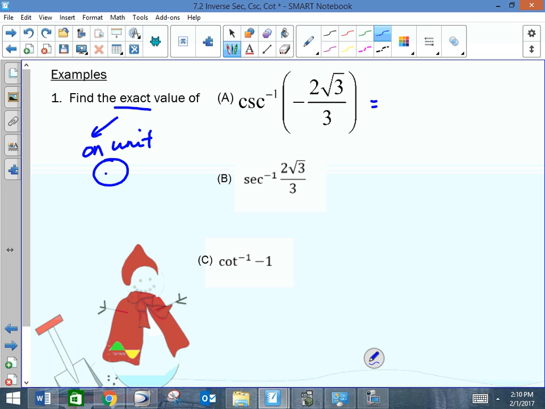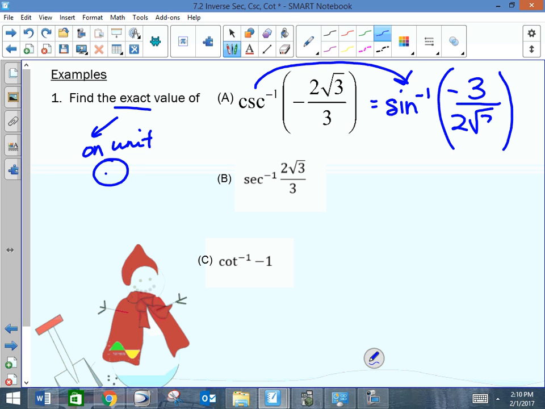Okay, what about if I change this to inverse sine? Would that be good? Because cosecant and sine are reciprocals, right? If I change that, then what does this change to? Okay. Now, do you recognize that one? Not really. That's a good answer. Honestly, I was waiting for that answer. But we're going to fix it so that you do.